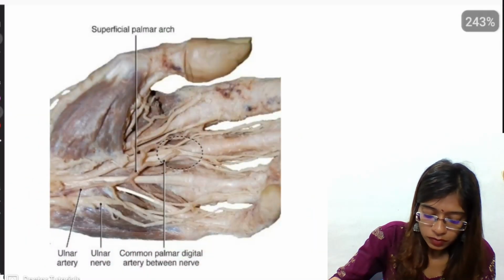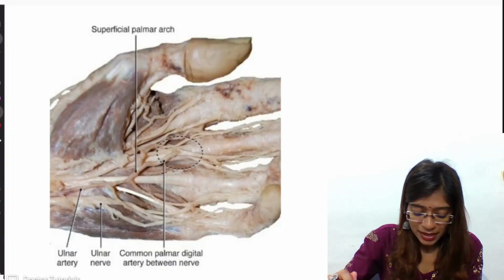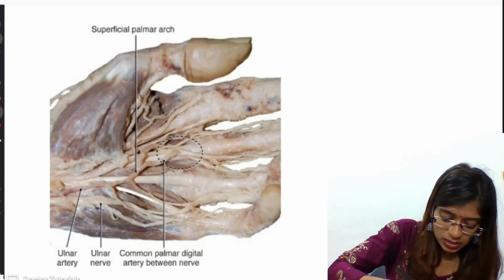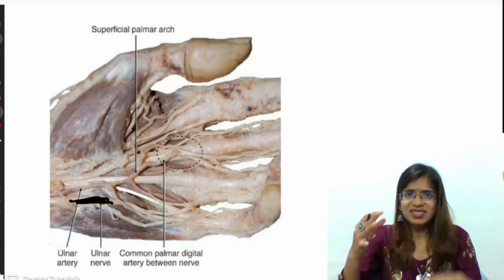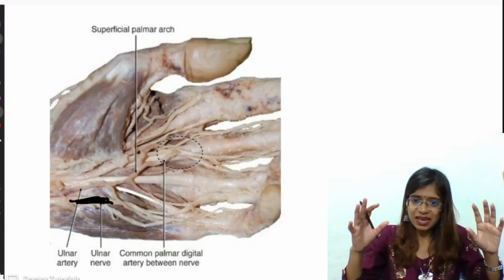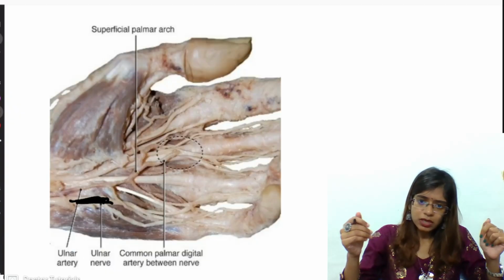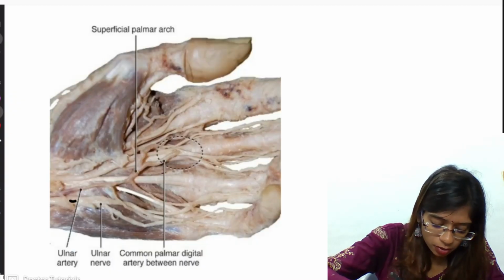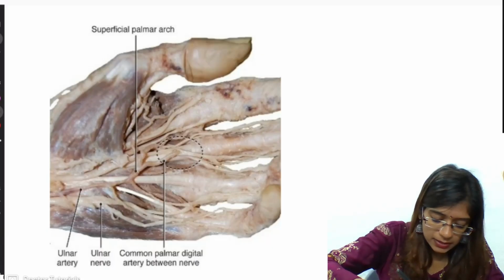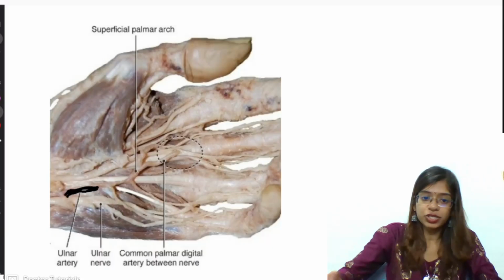So this is a dissection and cadaveric image. You can see that this is the ulnar nerve here. Just see the pictures a few times, so that when the exam comes, it'll be easy for you to identify. This is the ulnar nerve that you can see here, and this is the ulnar artery that you can see here.